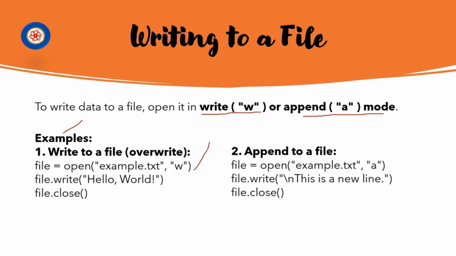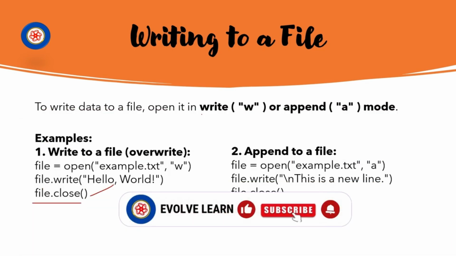In the first line, we are using the open function which takes two main arguments, file name and mode. In this case, writing mode, that is W. In the next line, we are using the file.write method which is used to write a string to the file. In this case, hello world is the string that will be written in the file. In the last line, we are closing the file using the file.close method which ensures that all data is properly saved and frees up the system resources.